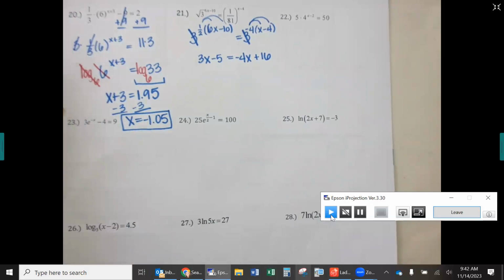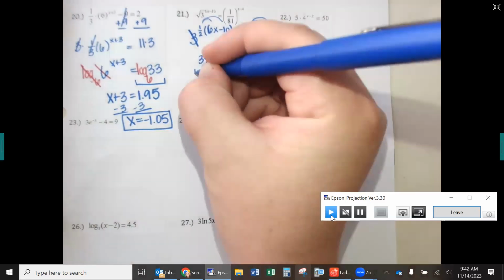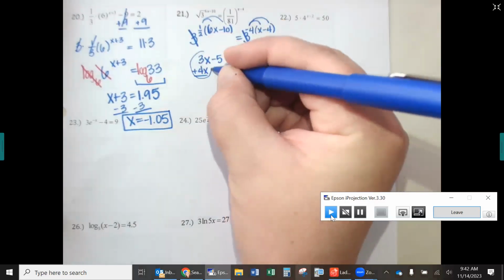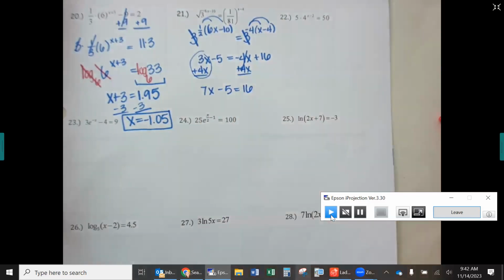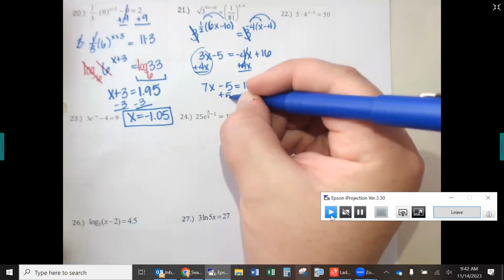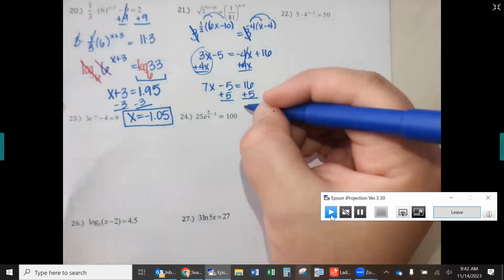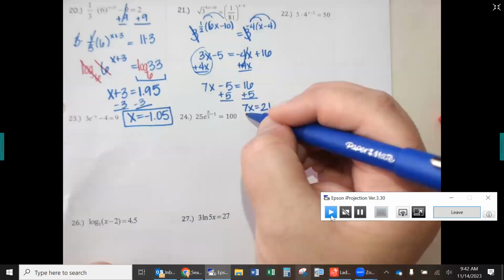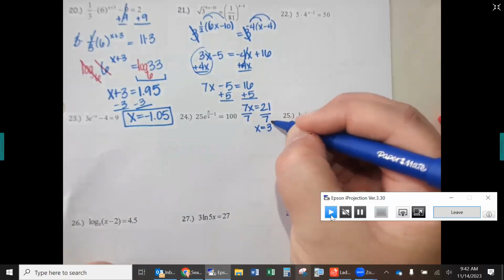So I'm going to get rid of the minus 4x. How am I going to do it? Plus 4x. 3x plus 4x is how many? 7x minus 5. What do we do next? With the minus 5? Yep, plus it across. 16 plus 5 is how many? So I have 7x equals 21. And then last step, divide by 7. And our x is 3.